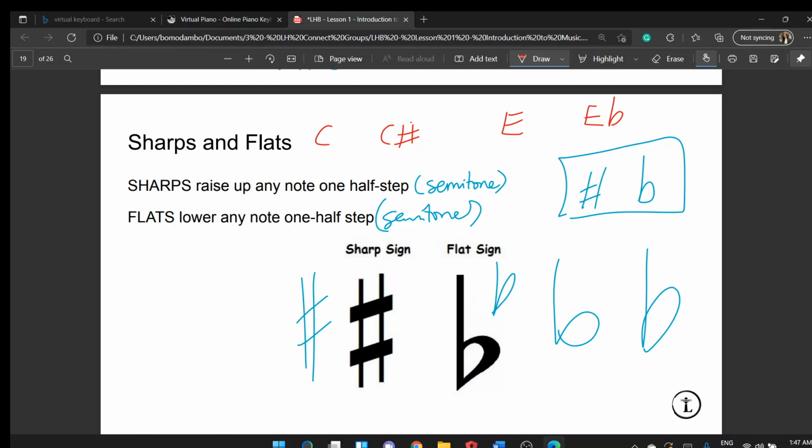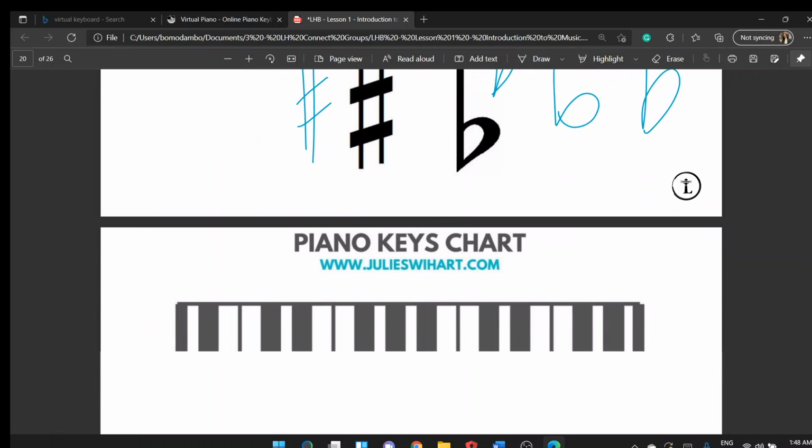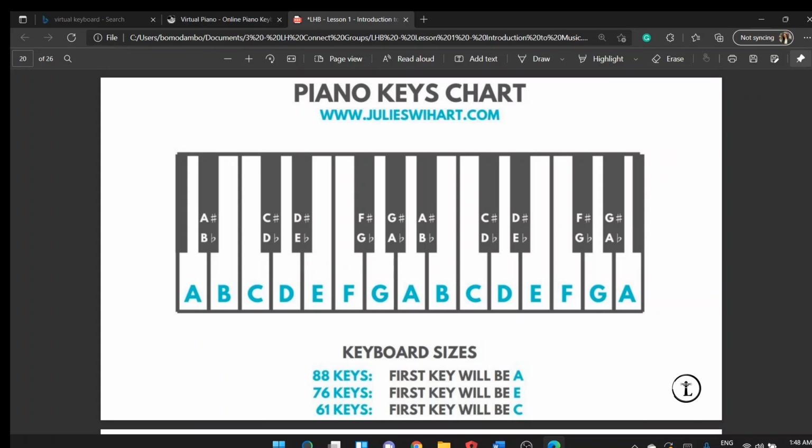Now, I'm going to be using the words half step and semitone interchangeably. They mean the same thing. If you remember what I talked about in the previous videos, you'd see that we're going down the smallest interval on our keyboard. So let's take a look at this.